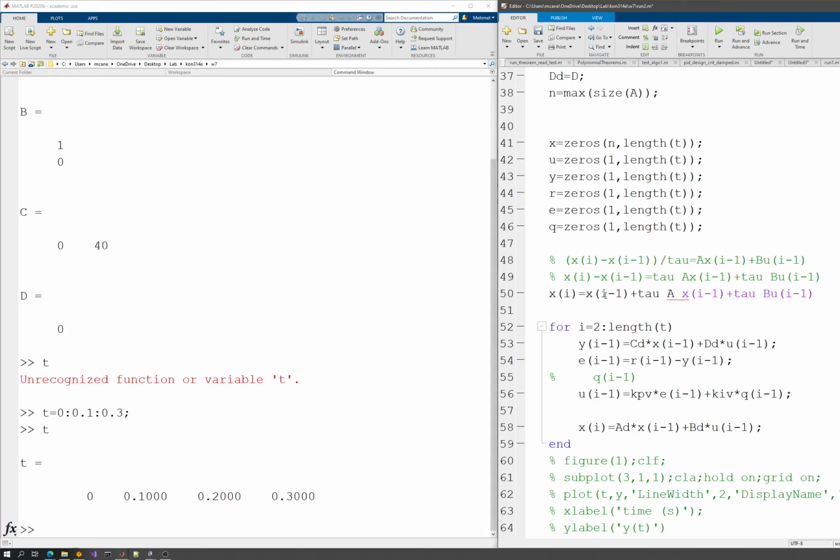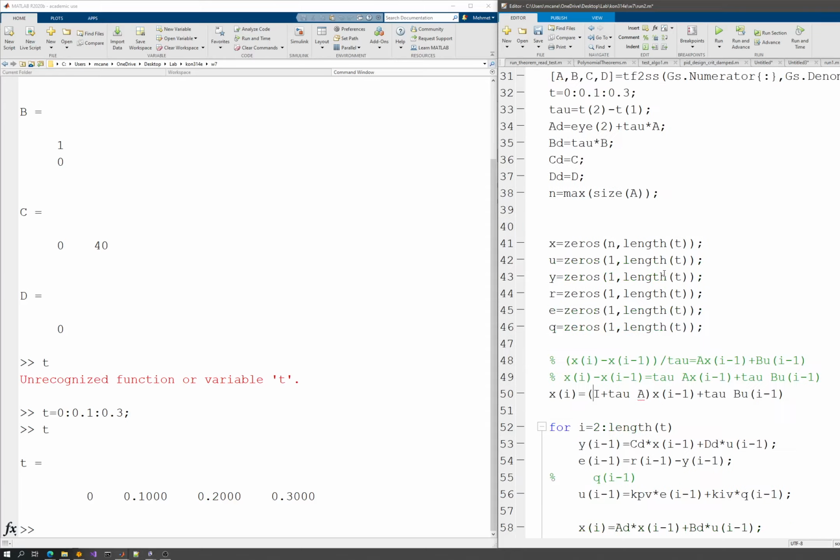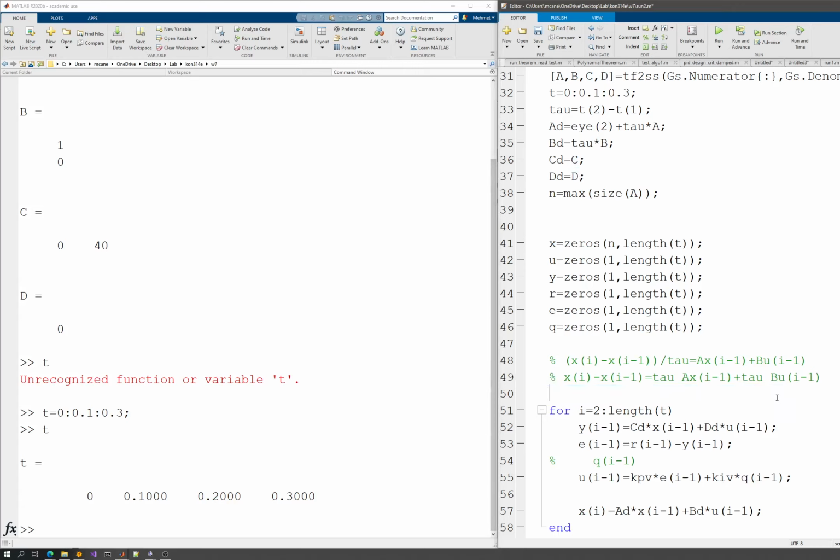Now I can see that I have the same x i minus 1 here. If I use parentheses, if I factor it out, I will see that there will be an identity matrix here. And this is the reason why I used this identity plus tau times A, because this is basically this AD here, and this is BD, and tau times B gives me BD. And since I can write static equations as they are, y i is the same as C x i minus 1 plus D u i minus 1. The relation is the same, so you can just take these as discrete values. This is the order it holds.